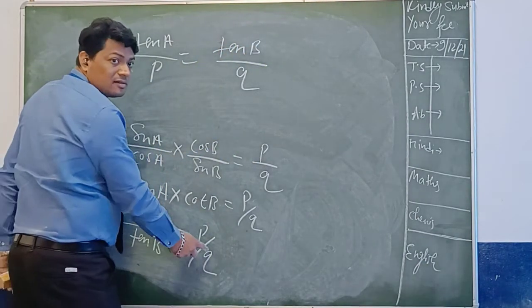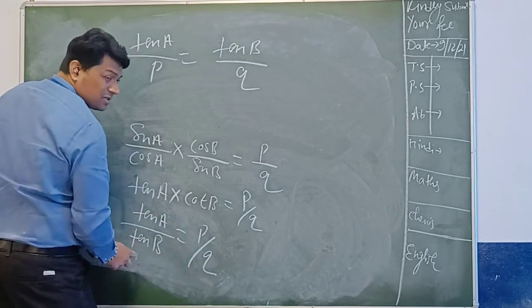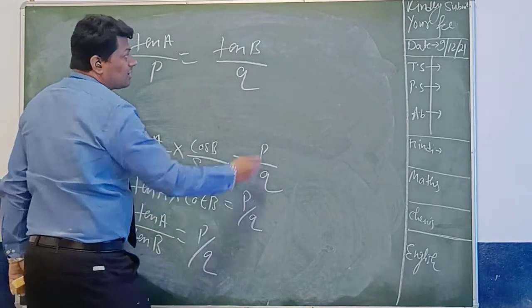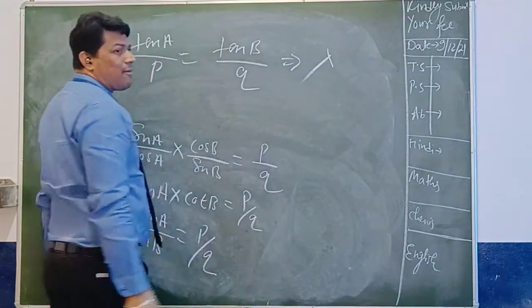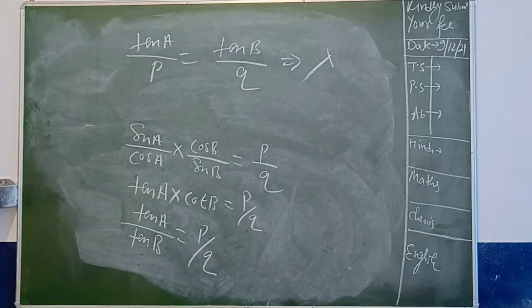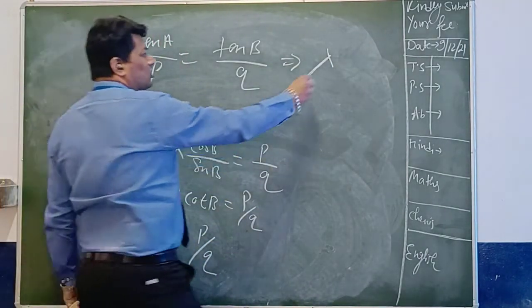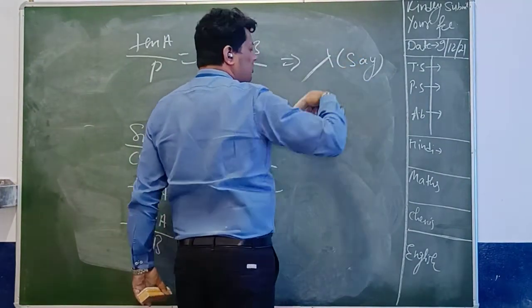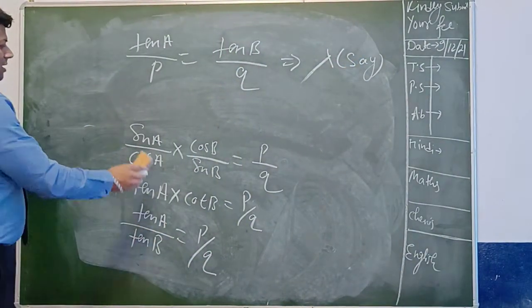Cross multiply. This will be this side and this will be this side. Let us take it equal to lambda. Same, only with lambda. Is it clear? Now what do we have?